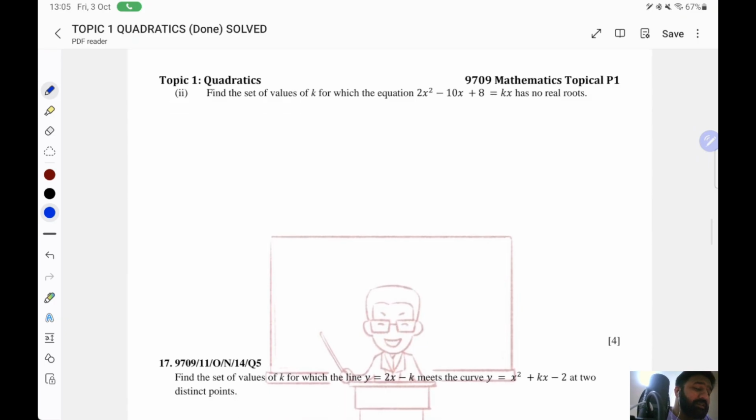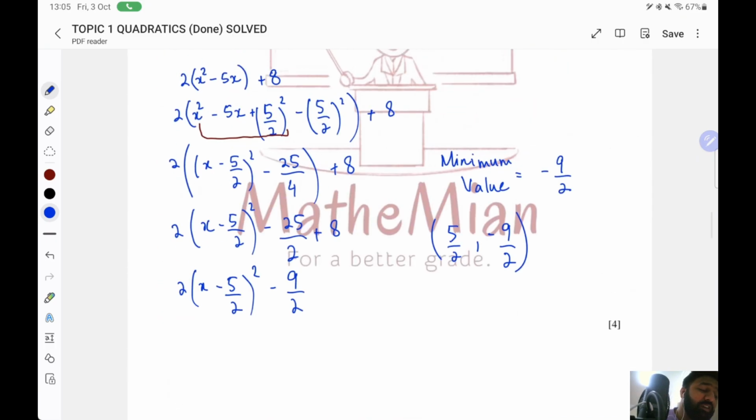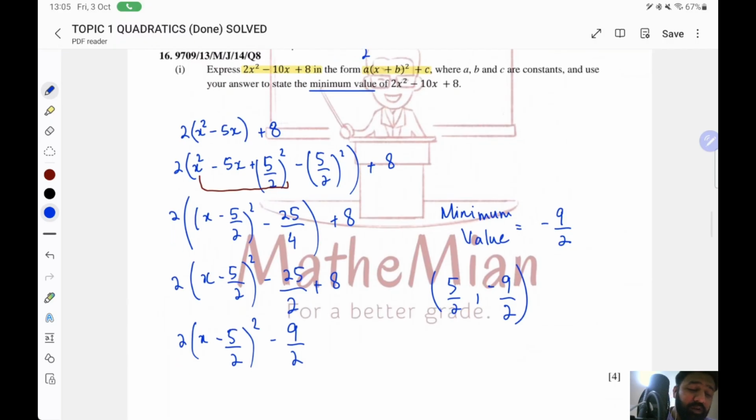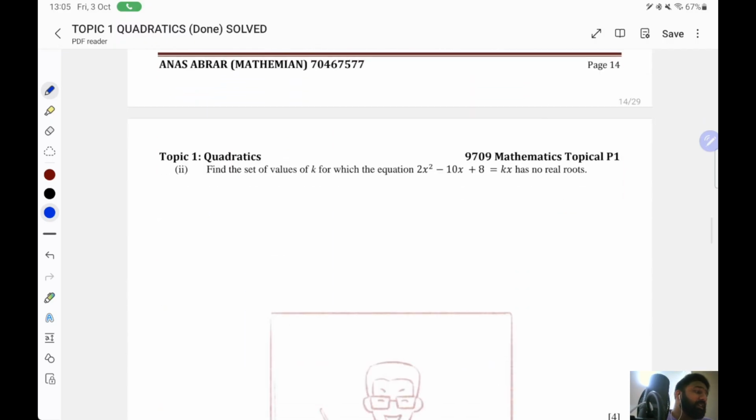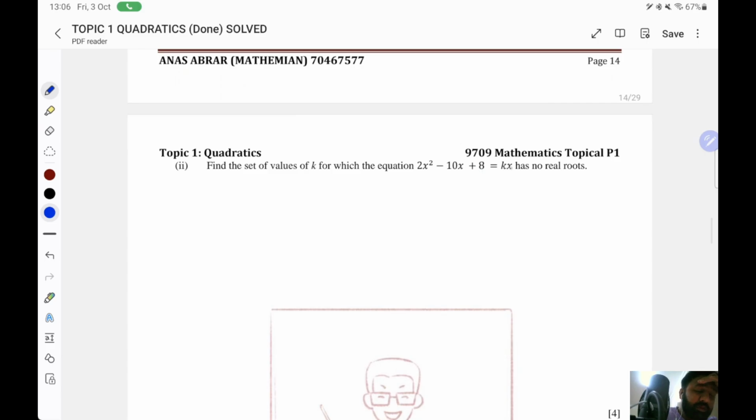The second part says that we need to find the set of values of k for which the previous equation, the one we already found the completed square form of, does not have any real roots. So for this, the discriminant, he is saying that it is less than 0. So for that, first of all, let's simplify it first.